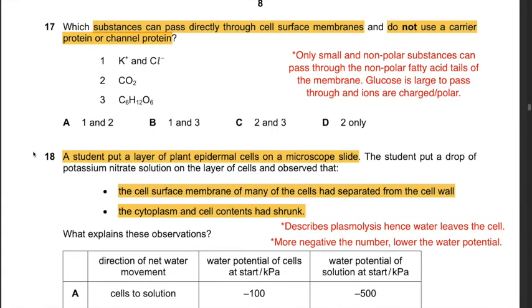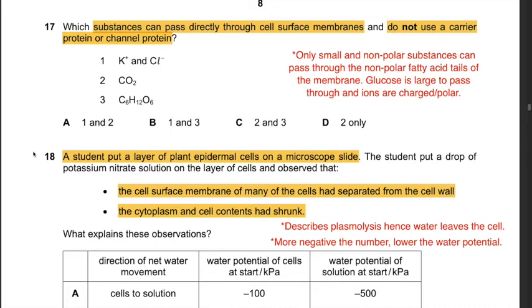Question 17. Which substances can pass directly through cell surface membranes and do not use a carrier protein or channel protein? Over here, they're just talking about substances that can pass through by diffusion, and substances which can pass through the nonpolar fatty acid tails of the cell surface membrane are only small and nonpolar substances, as the nonpolar fatty acid tails do not allow the movement of polar as well as large molecules.